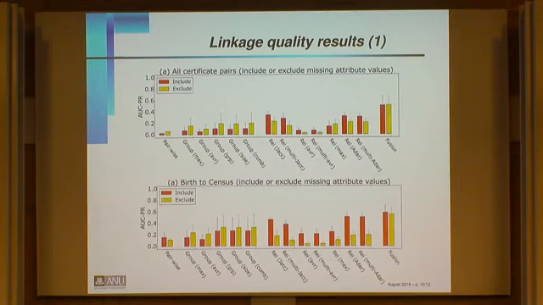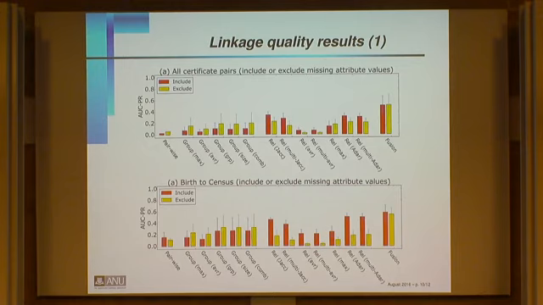The higher the bar is, the higher this area on the curve is, so the better the results are. We're looking at different types of certificates, and we also looked at whether it makes a difference by modifying the similarities by including missing values or not. The important thing is that a standard pairwise linkage, which is what a standard piece of software will do, doesn't work at all. It gives you very, very low linkage quality.